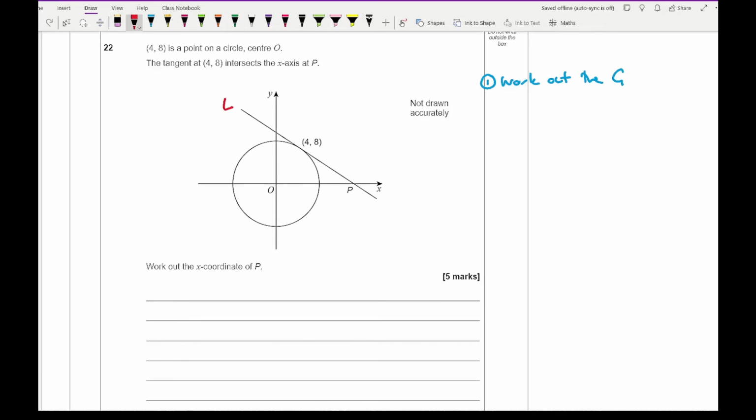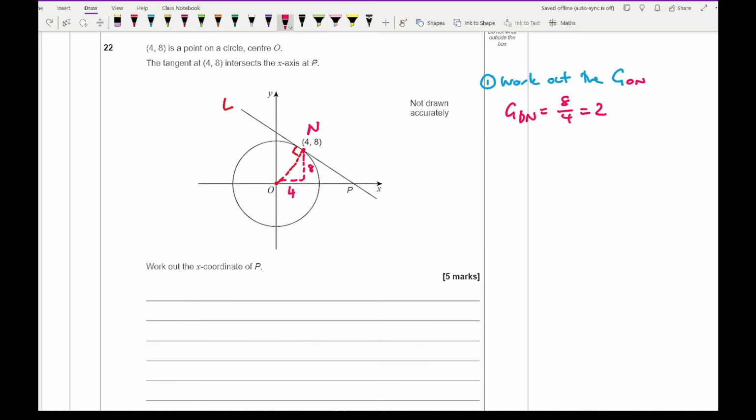We know that a tangent meets the radius at 90 degrees. So that line O, and if I just call this point X, actually let's not call it X, that's going to be too confusing. Let's call it N. And so ON is going to be perpendicular to the line L. So working out the gradient of ON, if I turn that into a triangle using the coordinates, it's got a height of 8 and a base of 4. So the gradient of ON is going to be 8 over 4, which is 2.